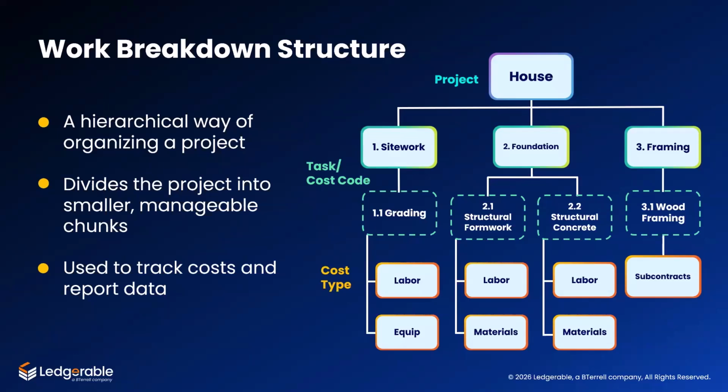We can utilize the project dimension at the top, then cost codes and cost types underneath. You can compare estimates versus actuals at every level, track percentage complete for billing and progress reports, and use historical data to sharpen future estimates. The bottom line is that with work breakdown structure plus dimensions, Sage Intacct Construction provides clear visibility, better cost control, and fewer surprises.